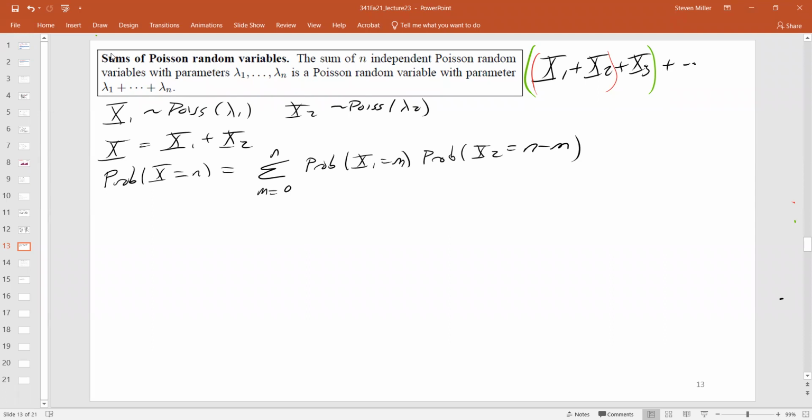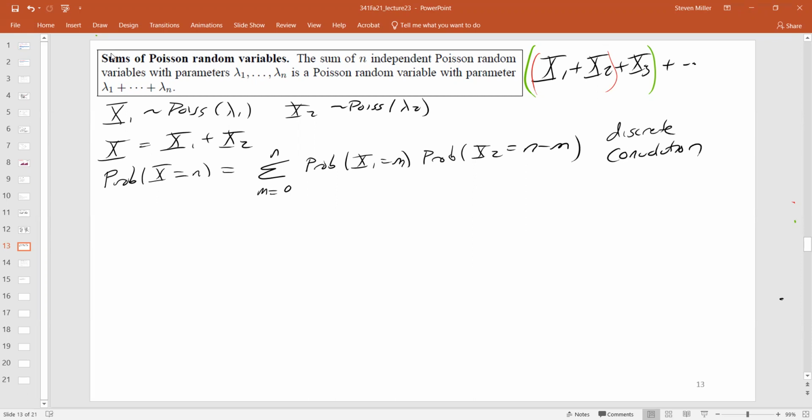What method am I using here? You have a word for this. We've only done it for integrals. This is the discrete form of convolution, right? We're convolving the two densities.